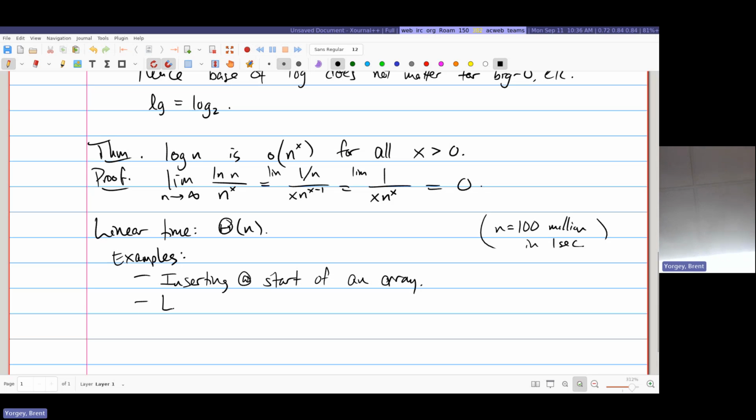I'll say linear search. Again, in Python, if you have a list and you check whether something is an element of the list, what does it actually do? It actually loops through the whole list and looks at each thing to see if it's equal to your thing.